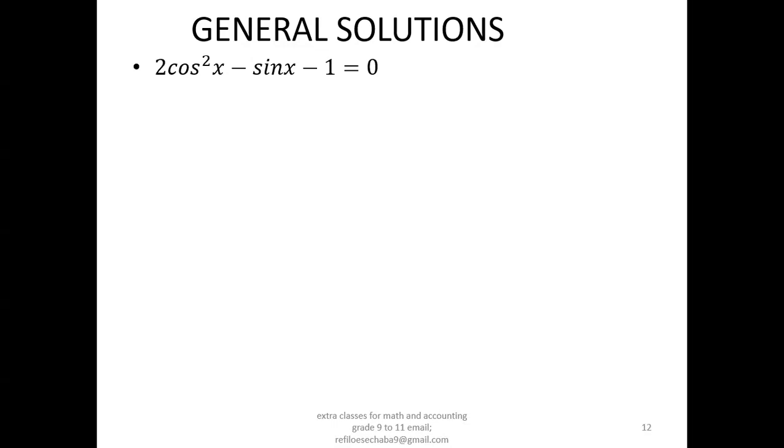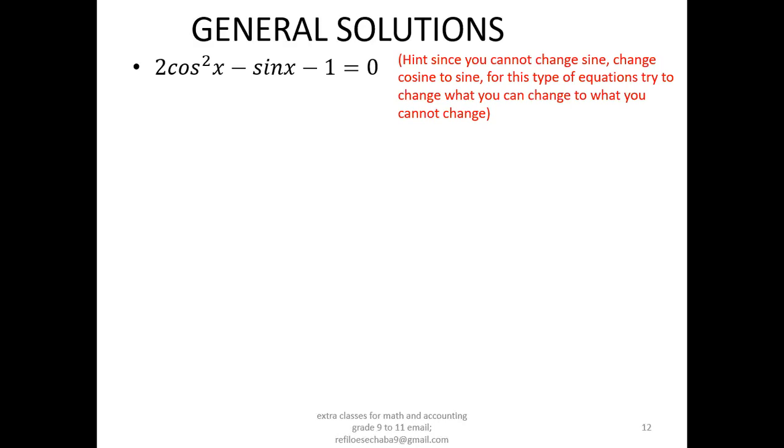However, I cannot factorize with different ratios. I've got cos and sine, and I need to get rid of one of them. There's no way I can change sine x because cos x is squared, and that gives me a little bit of hope. I can simply manipulate that cos squared x and change it to sine x. Now, hint: since you cannot change sine, change cosine to sine. For this type of equation, try to change what you can change to what you cannot change.